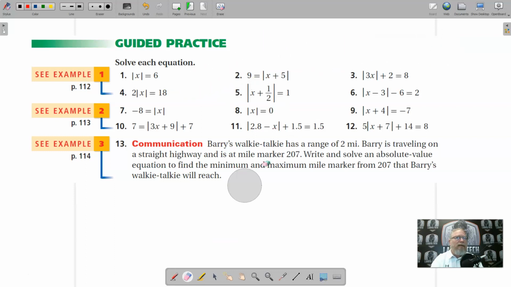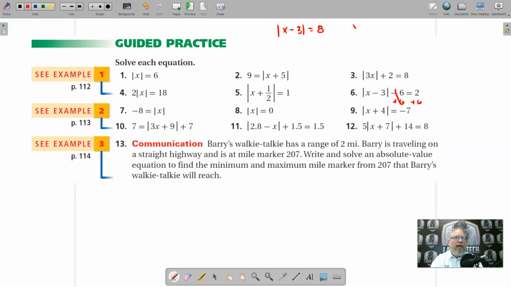Let's look and see what else we might want to do. Let's try number 6 right here. We have the absolute value of x minus 3, minus 6 equals 2. So let's go ahead and add 6 to each side to get rid of that. So that's going to leave me with the absolute value of x minus 3 equals, because those 6's canceled each other, and 2 plus 6 is going to be 8. So I now have the absolute value isolated on one side.